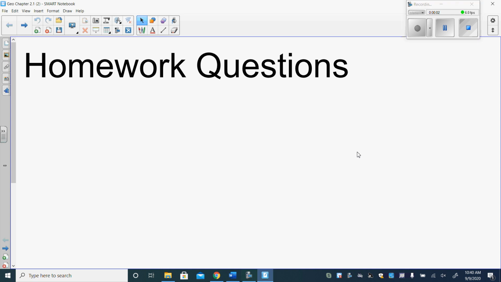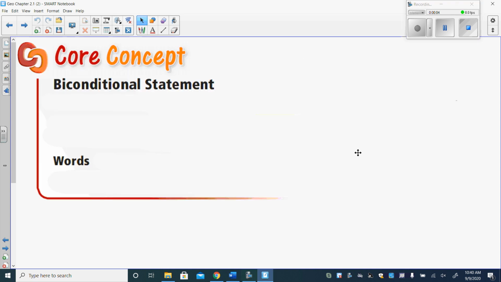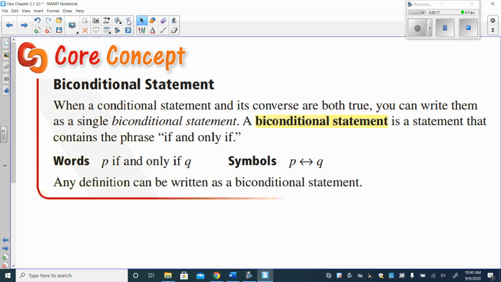All right, guys, so what we're doing today is we're continuing on with these statements. Yesterday we talked about conditional, inverse, converse, kind of these statements. And what we're talking about today is biconditional. A biconditional statement is a statement that contains if and only if and is true both ways. One implies the other. Both statements are true.